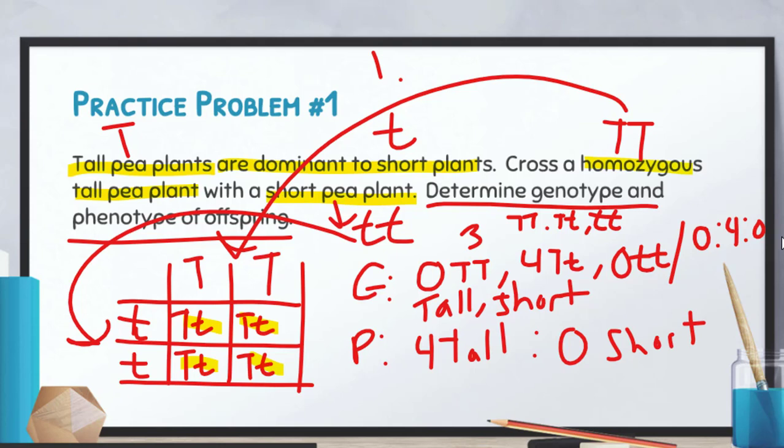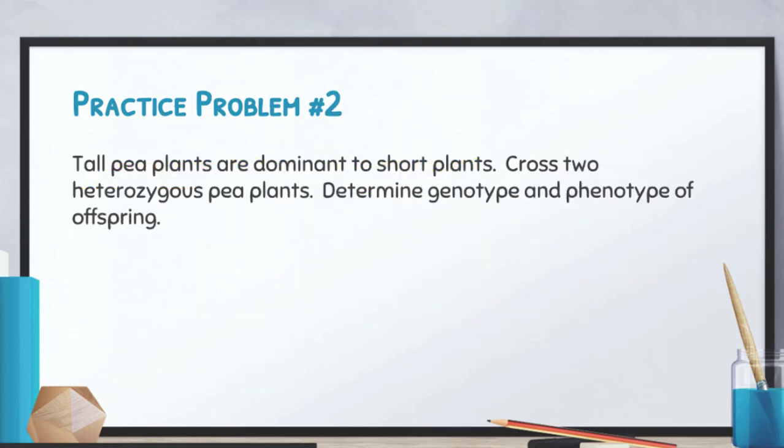Okay? So hopefully you have a little bit of idea of what that looks like as we go through and complete this problem. Let's do a few more. Let's follow the same process as last time. Tall pea plants are dominant to short. We're going to cross 2 heterozygous pea plants. And it's asking us to determine the genotype and phenotype of the offspring.